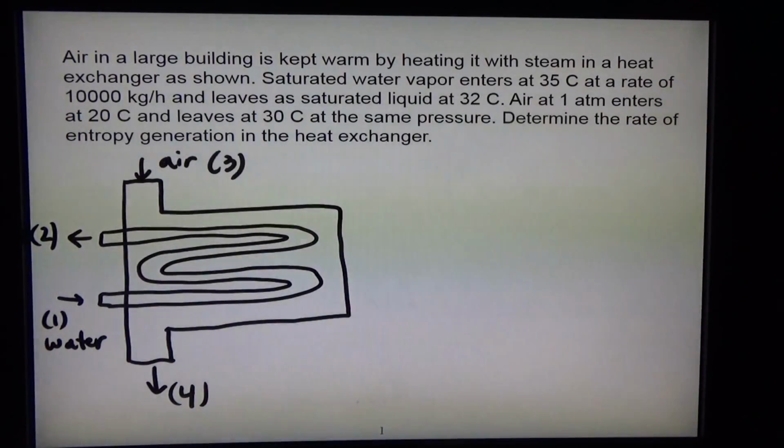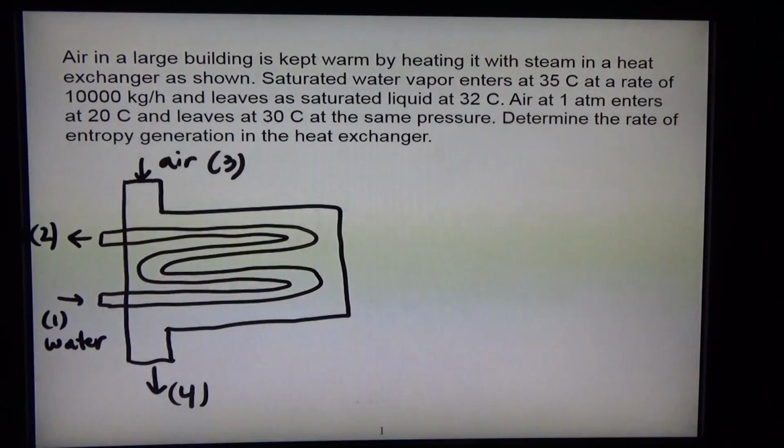Air in a large building is kept warm by heating it with steam in a heat exchanger as shown below. So we're given the figure. Mostly it just labels we have water on one side and air on the other side of the heat exchanger. Saturated water vapor enters at 35 Celsius at a rate of 10,000 kilograms per hour and leaves as saturated liquid at 32 Celsius. Air at 1 atmosphere enters at 20 degrees Celsius and leaves at 30 degrees Celsius at the same pressure. Determine the rate of entropy generation in the heat exchanger.